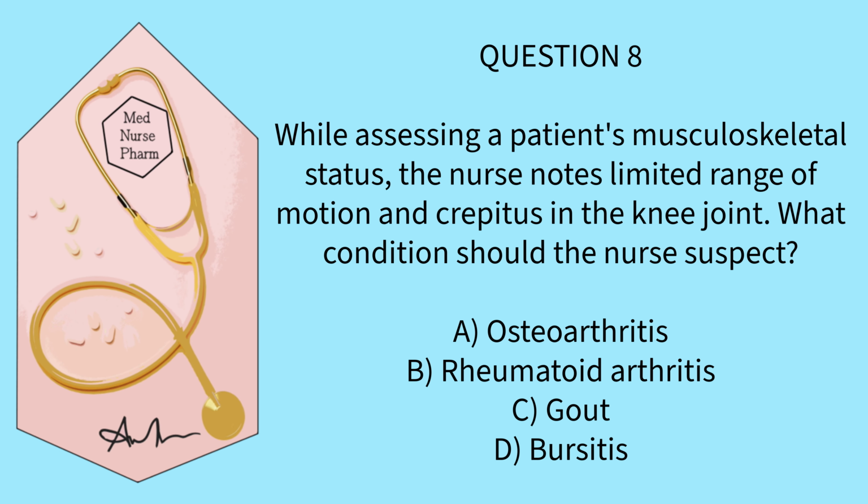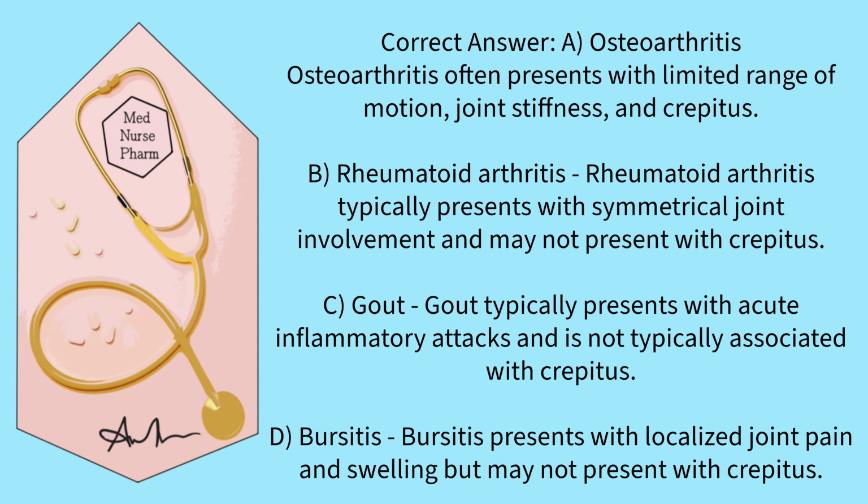Question 8. While assessing a patient's musculoskeletal status, the nurse notes limited range of motion and crepitus in the knee joint. What condition should the nurse suspect? Osteoarthritis, rheumatoid arthritis, gout, bursitis. Pause the video and select your answer. If you chose option A, you are correct. Osteoarthritis. Osteoarthritis often presents with limited range of motion, joint stiffness, and crepitus.